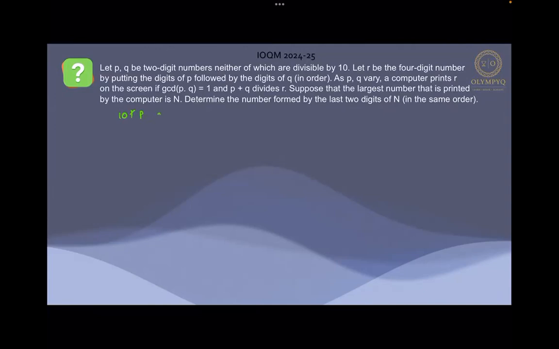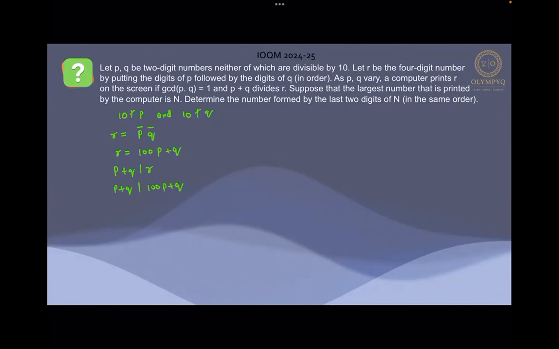and 10 does not divide Q. Along with that, they have also mentioned that P and Q are both two-digit numbers. Now R is being framed with the help of these, so we can write R equal to 100 times P plus Q. Now if I write it in this format, then if P plus Q divides R, then P plus Q is going to divide 100 times P plus Q.